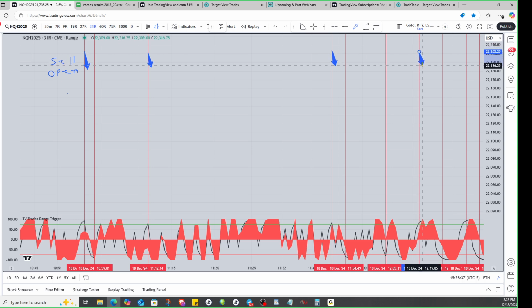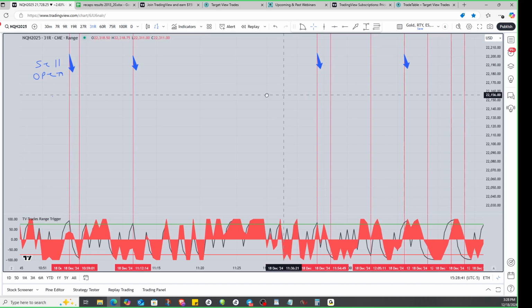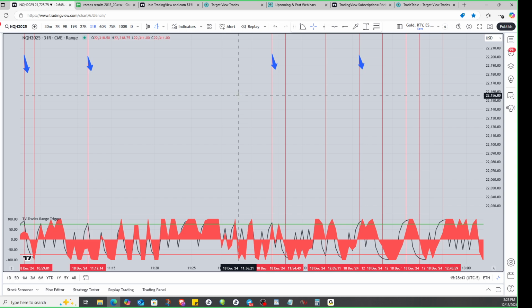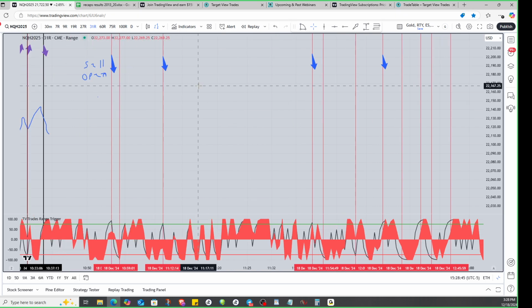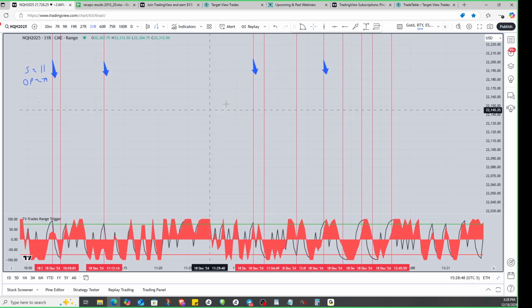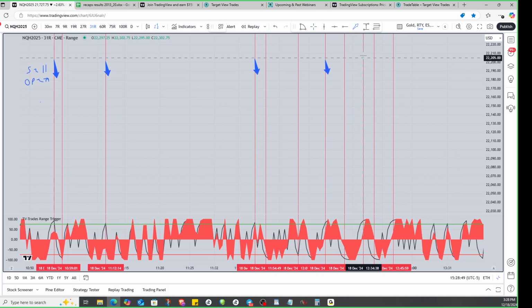And remember, this is a 31 range. So on a 31 range, I have a 9-point stop. Okay, a 9-point stop. Now let me just shrink it up a little bit, and then we can look at it again. Here we go. So right here, you'd be selling right there. And on this one over here, you'd be selling right here.